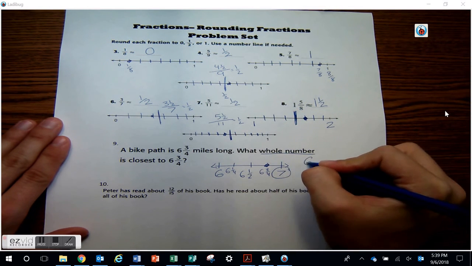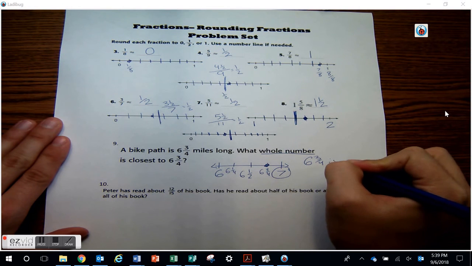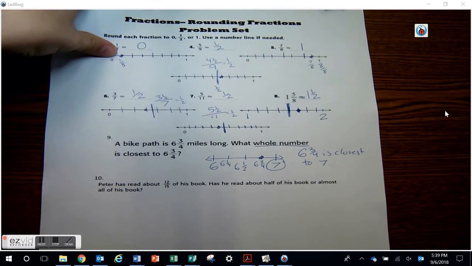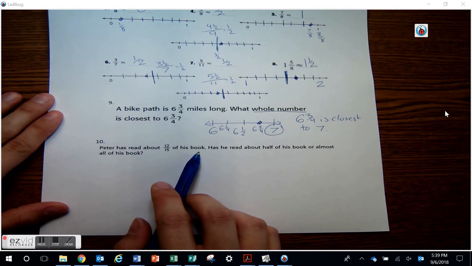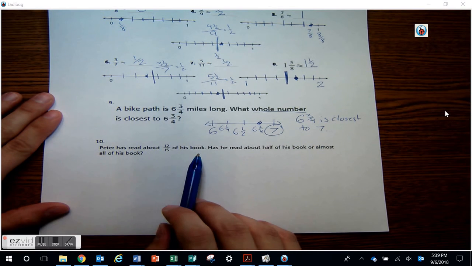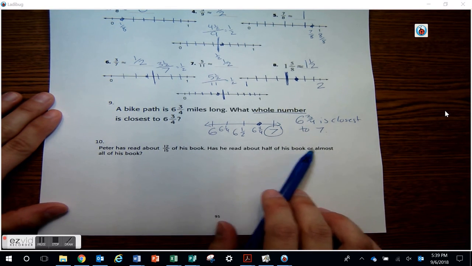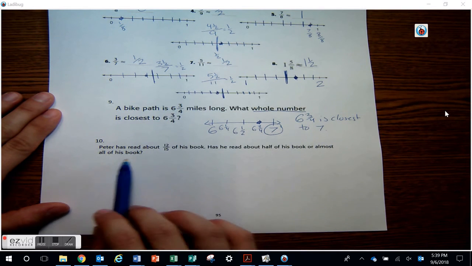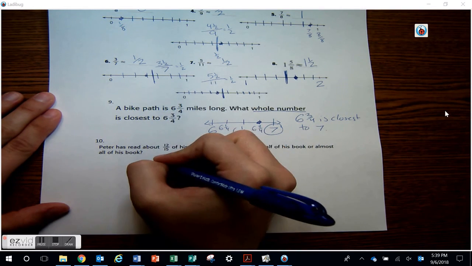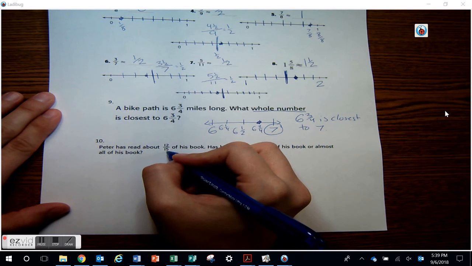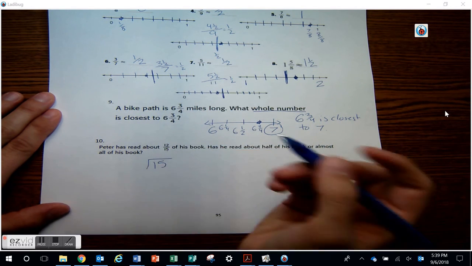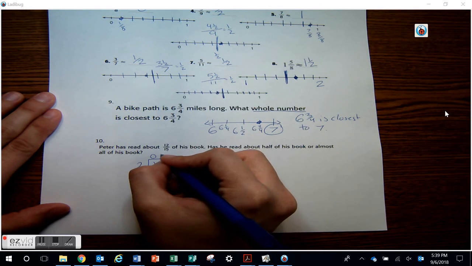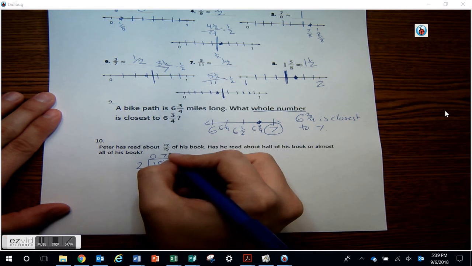Okay, let's look. A bike path is 6 3/4 miles long. What whole number is closest to 6 3/4? That's a tricky one. Are we rounding to halves anymore? No, we're not. So if I set this up as 6 and 7, this is 6 1/2, this is 6 1/4, this is 6 3/4, which one is it closest to? It's closest to 7. 6 3/4 is closest to 7.